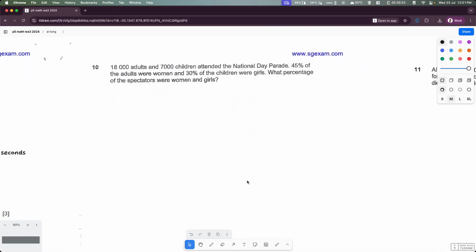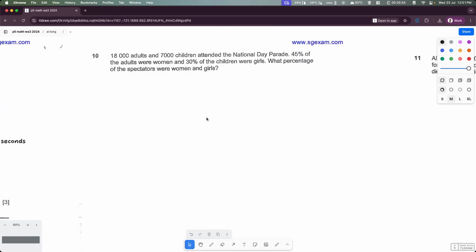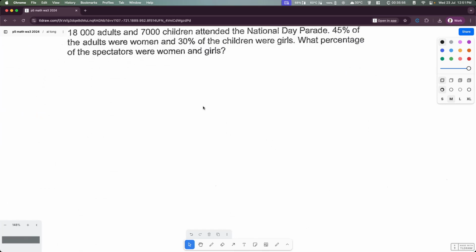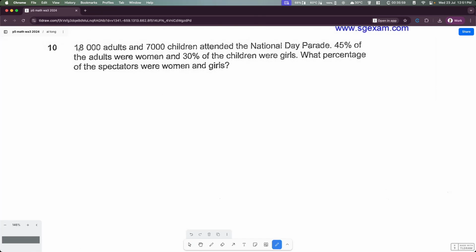Question 10. All right. So in this case, 80,000 adults and 7,000 children attended the National Day Parade. 45% of adults were women and 30% of the children were girls. What percentage of the spectators were women and girls?